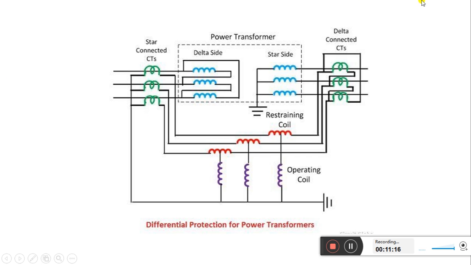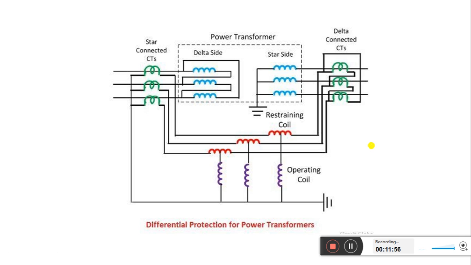In normal operating condition, when there is no fault, the current flowing in the CTs on this side and on that side remains balanced. So the voltage induced is also balanced on both sides of the CTs, and no current flows through these operating coils. Once the operating coils are not getting any current, it means there is no fault, and the system will not operate, or the operating coil will not give a signal for a tripping command.